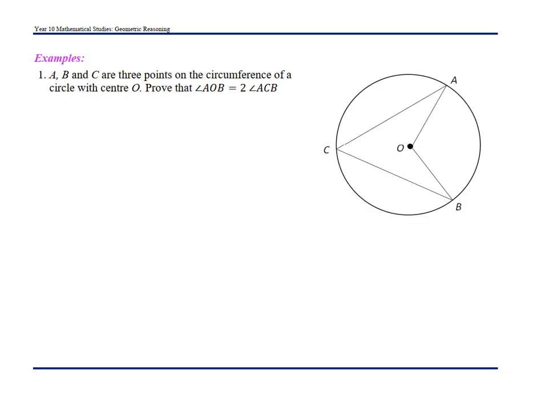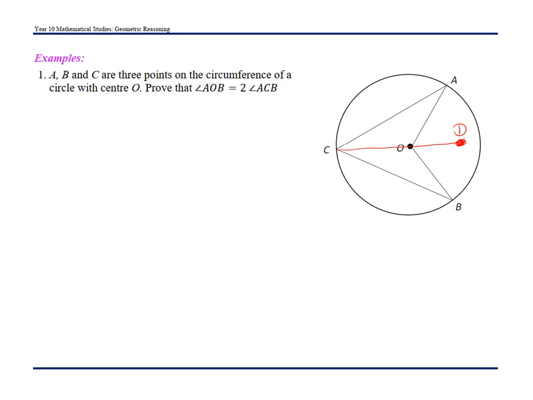Now let's look at this one. A, B, C are three points on the circumference of a circle with center O. Prove that AOB, so this angle here, is equal to 2 lots of ACB, which is the angle here. In order to do this one, we can't do much with what we've got, but if we construct a line through OC, and we call this D, I now have created two triangles.